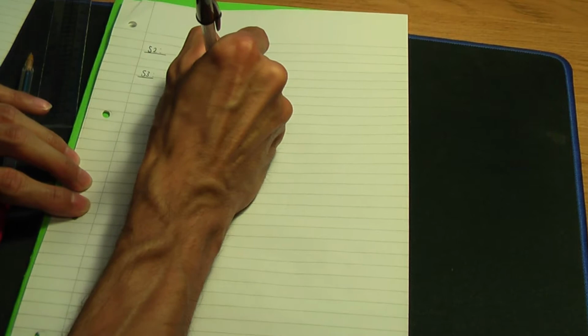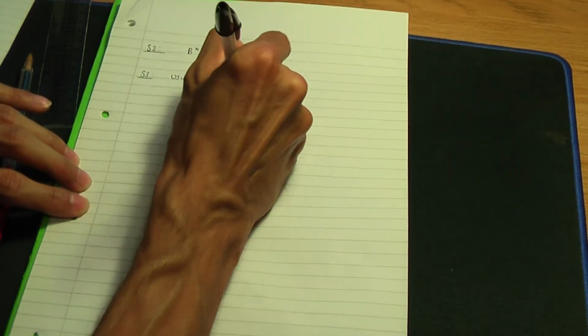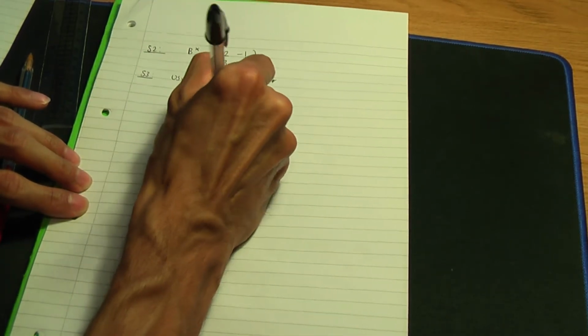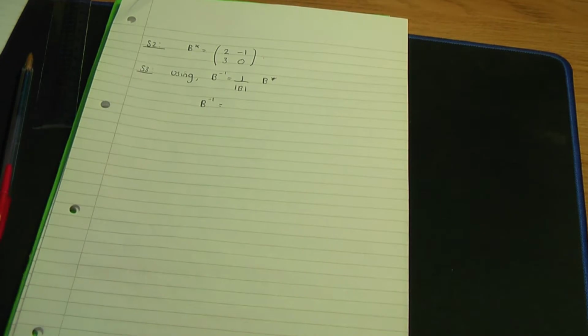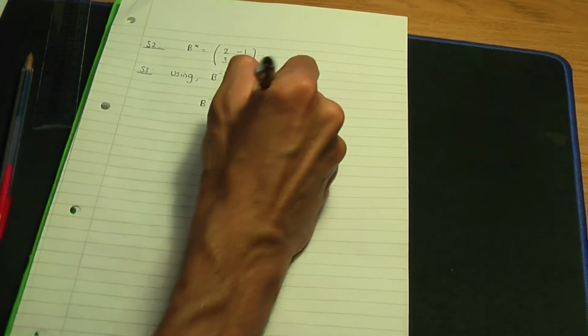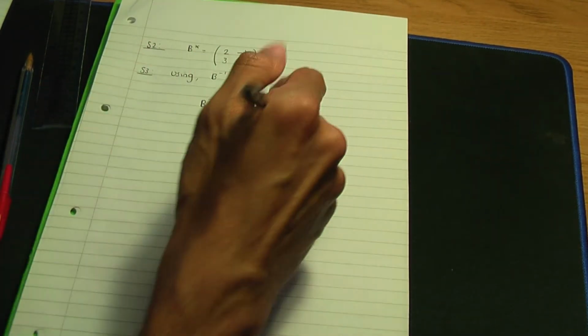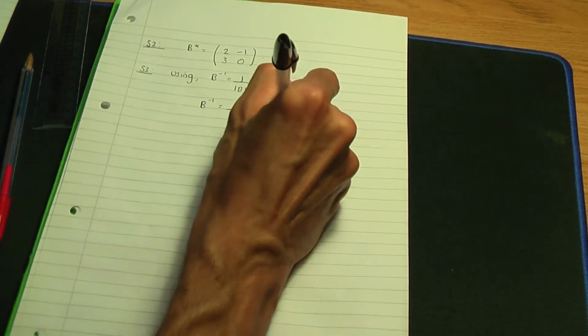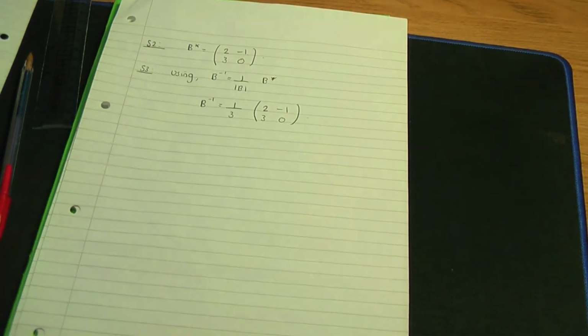And finally, in step 3, let's use the general result for the inverse. So the inverse of B is 1 over the determinant of B times the adjoint of B. So when I replace the results, the determinant, so let's remind ourselves, was 3. So it's 1 over 3 multiplied by the adjoint being 2, minus 1, 3 and 0.